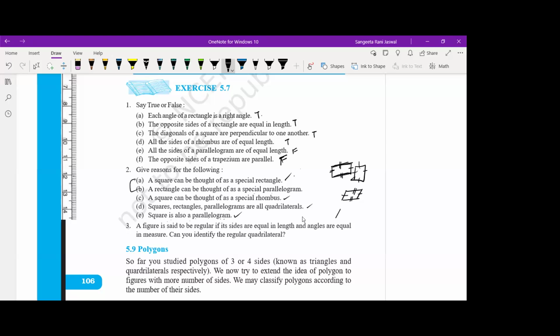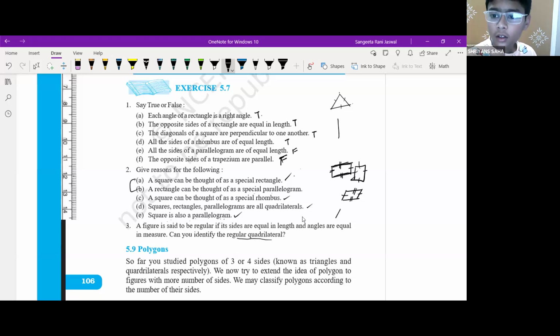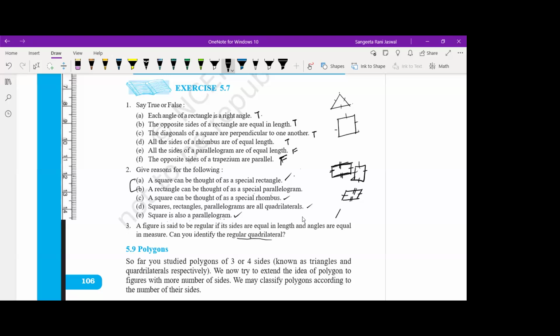A figure is said to be regular if its sides are equal in length and angles are equal in measure. Can you identify the regular quadrilateral? Now, I have told you a regular figure is that figure which has all sides equal and all angles equal. If I take a triangle, all its sides are equal, all angles are equal. Now it's saying take a regular quadrilateral. So what regular quadrilateral will I take? A square. Yes, so it's a square. In a regular quadrilateral all angles are 90 degrees, all angles are equal and all sides are equal.